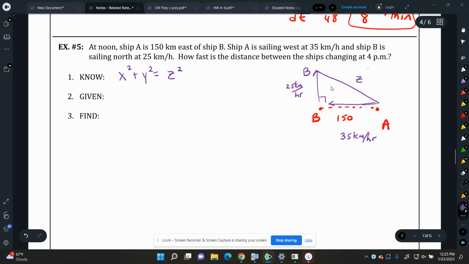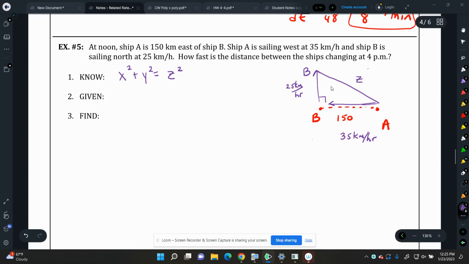So we have x, right? So we have 2 times x, which is 10, times dx/dt, which is negative 35, plus 2 times y, which is 100, times dy/dt, which is 25, equals 2 times z. Do we have z? No, we don't. We need to figure out z. We did x and y, so now we have this triangle.